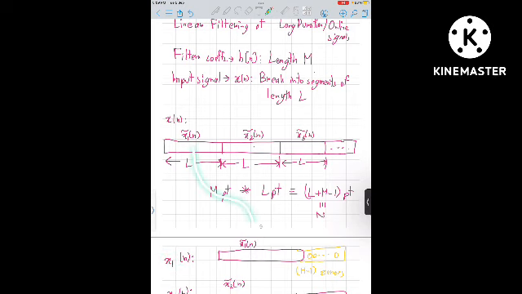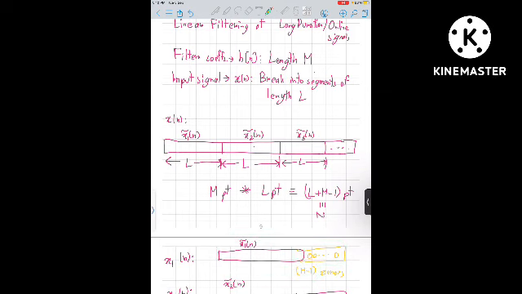Similarly, we have x2 of n. How do we obtain x tilde of n? We take this block, and we append m minus 1 zeros, and similarly we do this with all the L-point blocks.